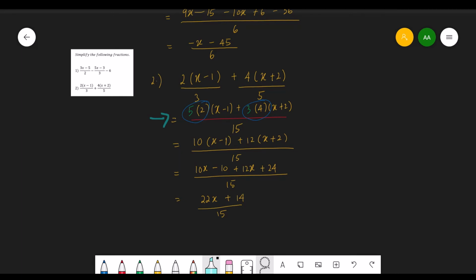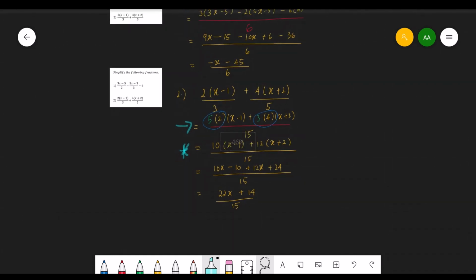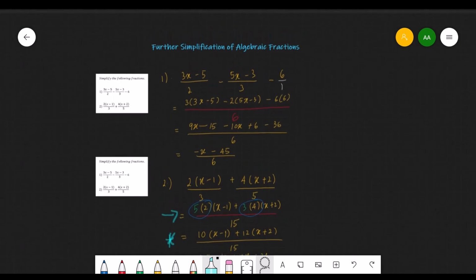For those of you who are confident enough, you can definitely skip this step. You can just do 5 times 2 is 10, times x equals 10x, and then 5 times 2 is 10, times minus 1 is minus 10. But of course you have to be very proficient in this and be very careful not to make any careless mistakes. So this is how we do this kind of slightly complicated questions on simplification of algebraic fractions.